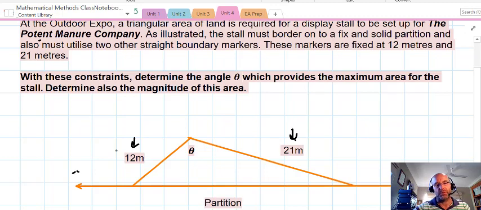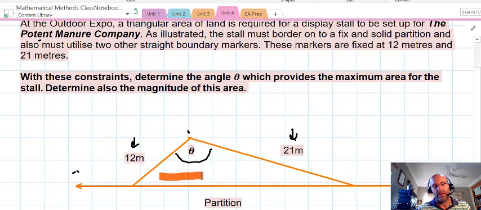One's a straight line at 12 meters. The other one is straight at 21, and they meet at a point there. It forms an angle which we'll call theta in this question. Now with these constraints, determine the angle which provides the maximum area for the stall. So you can see we've got an area in there.